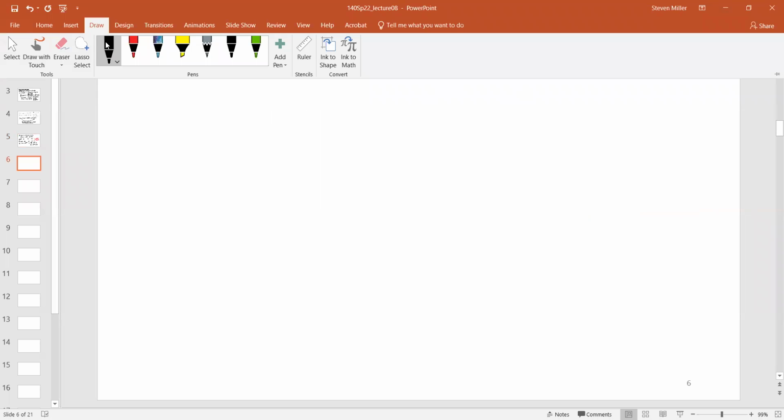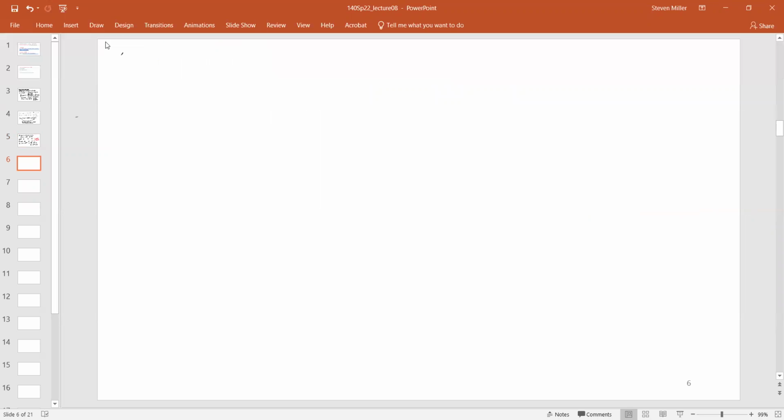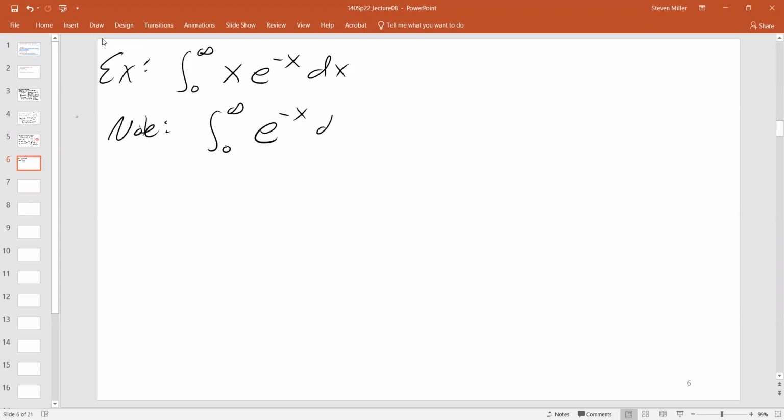All right, so let's do an example. So there's a bunch of examples we can do. Here's an interesting one. The integral from 0 to infinity of x e to the negative x dx. This is actually a very important integral. So note the integral from 0 to infinity of e to the negative x dx. So what function has derivative e to the negative x?